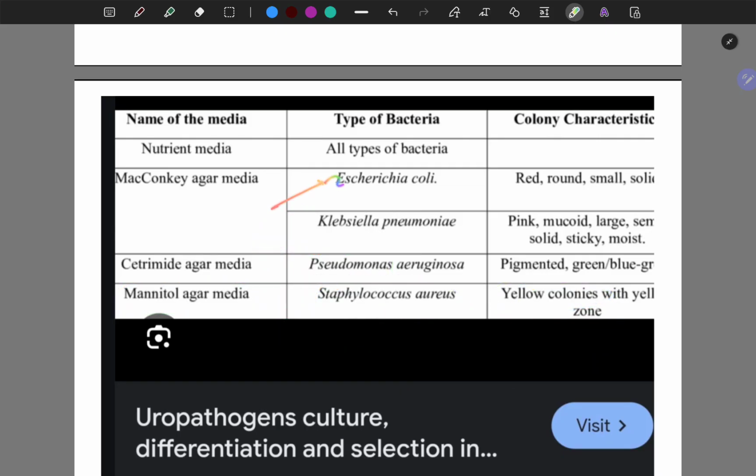For E. coli, it is MacConkey agar medium, which is nothing but a lactose fermenting medium. Klebsiella, it is pink colonies. E. coli, it is red, brown, small colonies.